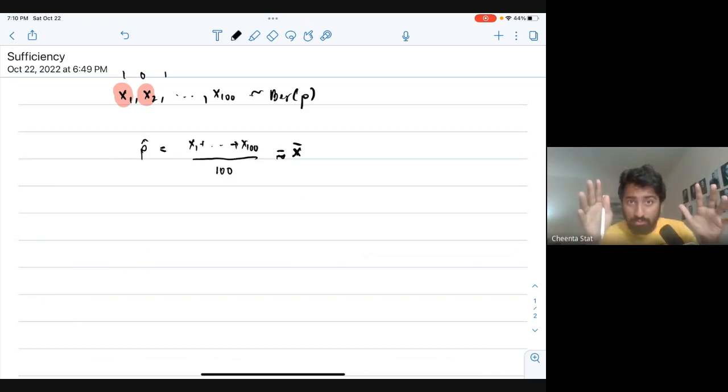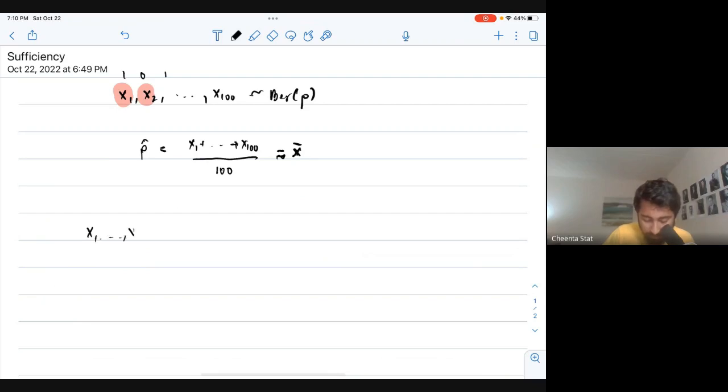So the information about P via the sample is just attached through X bar. That means if you have the sample here, x1, x2, xn, and you have X bar, if you know X, from that you know X bar, and from that X bar you're getting P hat, or information about P.